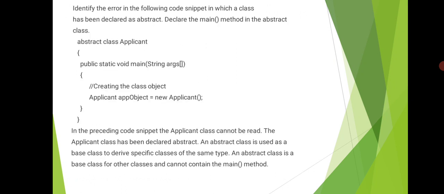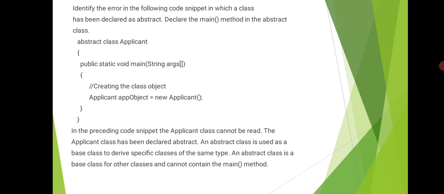So next, identify an error in the following code, in which a class has been declared as abstract. Declare the main method in an abstract class. Here I have written a class Applicant which is an abstract class. In that I am writing public static void main(String[] args). In that I am writing Applicant app object is equal to new Applicant. This statement will give an error because an abstract class cannot be instantiated.